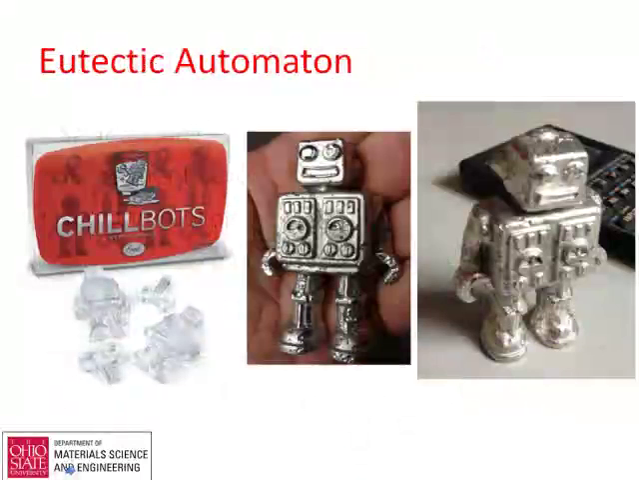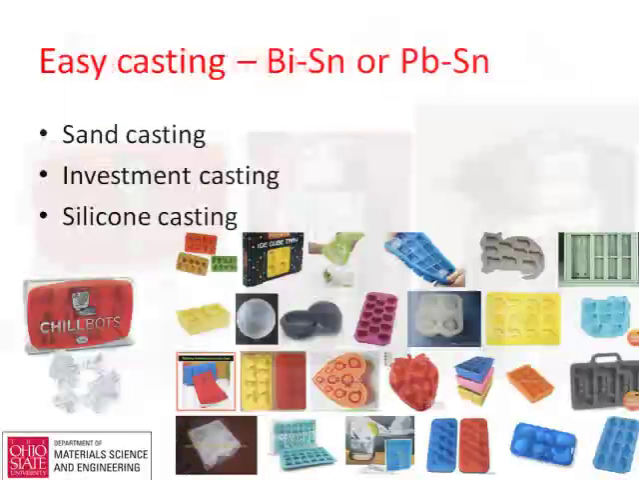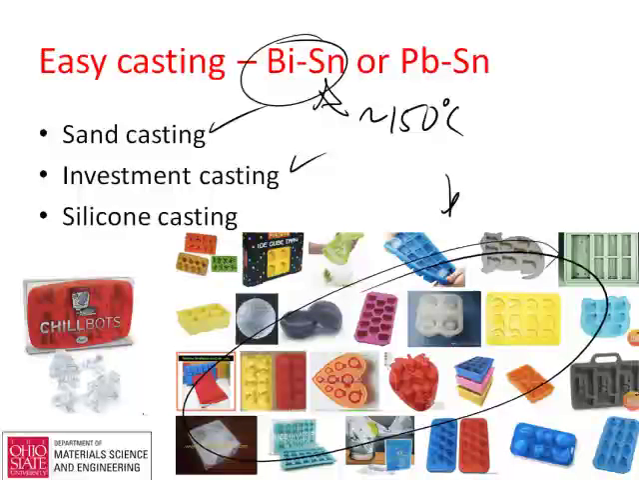This is one that I did. The nice thing about these silicone molds is that at 150 degrees C they hold up. So this is my eutectic automaton made out of bismuth tin. They don't scorch the molds. And again, for about $10 each, there's all kinds of molds that you can make, and you could have some fun with that.